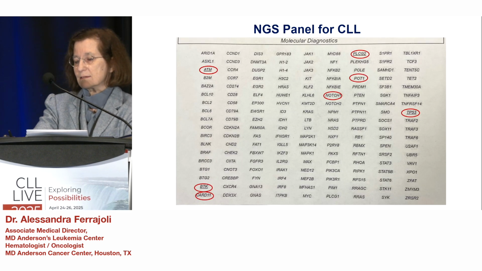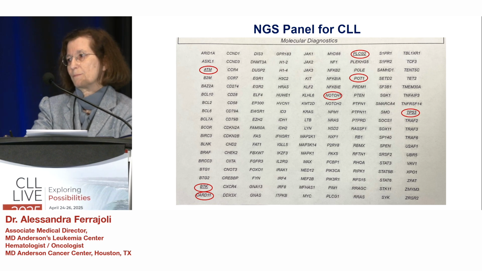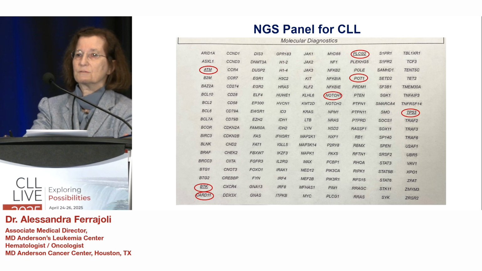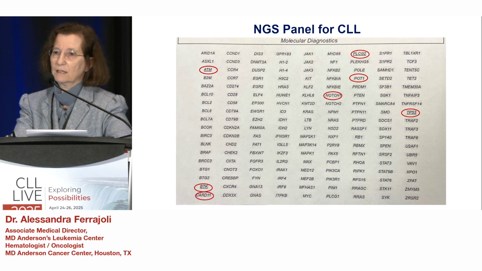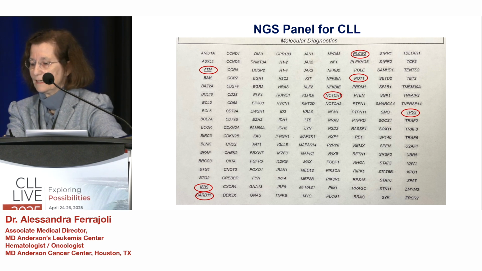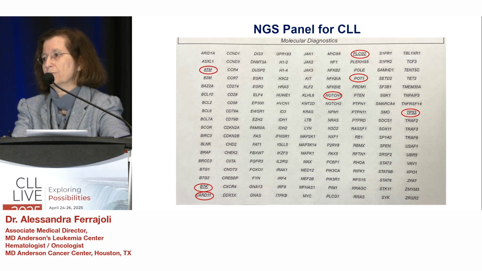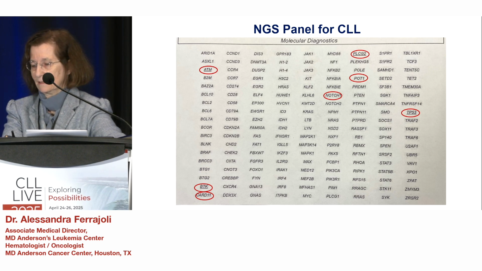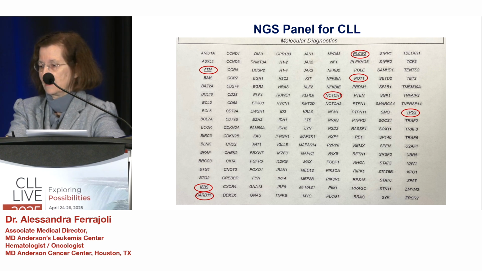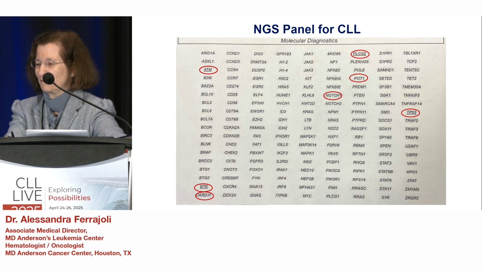At MD Anderson, again, we like information. We use a very large panel. We call it the Lymphoma Panel because we share it with our colleagues in the lymphoma section. And I circled here some important information for patients with CLL: the presence of an ATM, the presence of Notch, the presence of TP53, POT1 that we reviewed before.